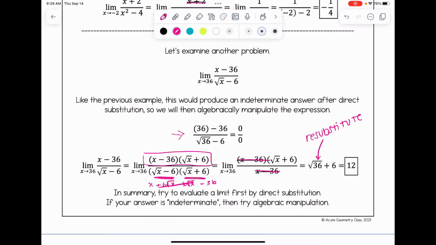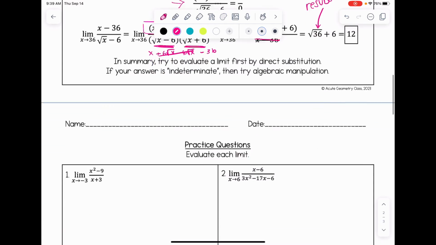So in summary, try to evaluate a limit first by direct substitution. If your answer is indeterminate, then we're going to try algebraic manipulation. All right, let's take a look at some practice problems.